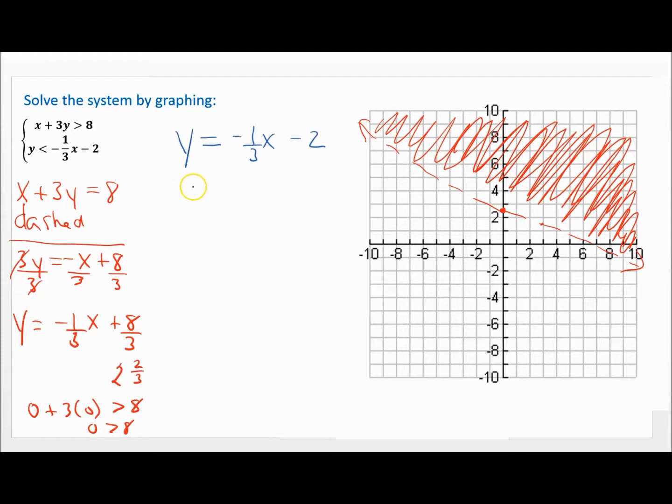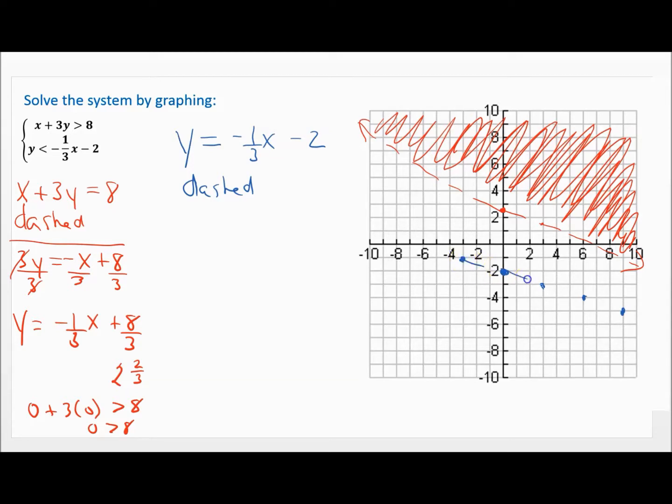Okay, now I need a dashed line here as well. Alright, so my y-intercept is negative 2. Down here. At least it's nice, not like 2 2/3. Now I count down 1, right 3. Down 1, right 3. Down 1, right 3. Oh, I didn't go far enough. I've got stray marks on here. Down 1, right 3. I could also go up 1 and left 3 if I want to.